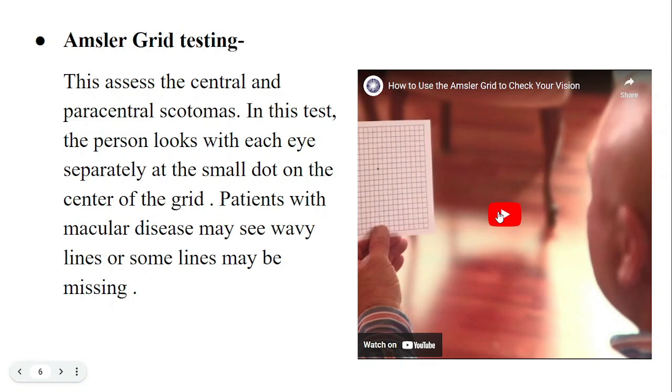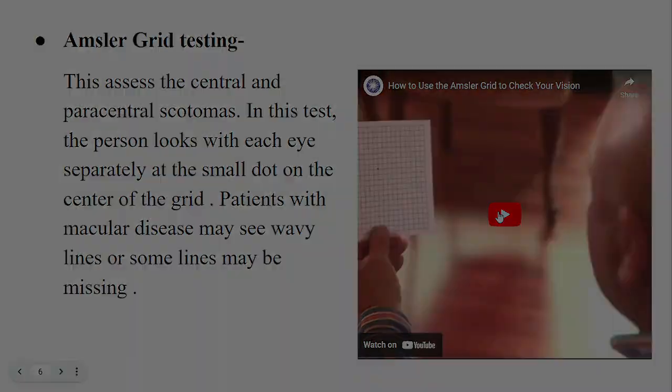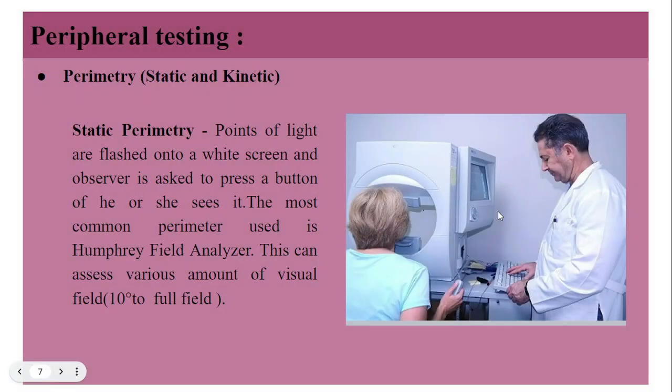However, it is important to note that the Amsler grid is not a substitute for a comprehensive eye exam, which may include other visual field tests such as automated perimetry or Goldmann visual field testing to detect more subtle or peripheral visual field defects. Peripheral testing.